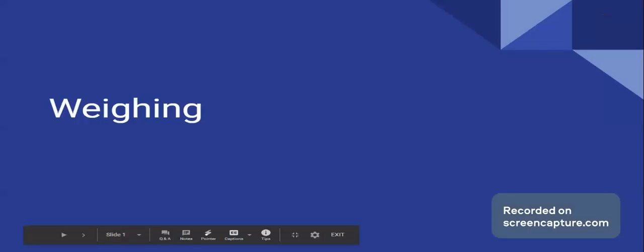All right, so today we're going to be going through another LD lesson, this time on weighing. Weighing is a really important concept to use in all forms of debate, I think, because it helps give a semblance of balance and reasoning to the round.